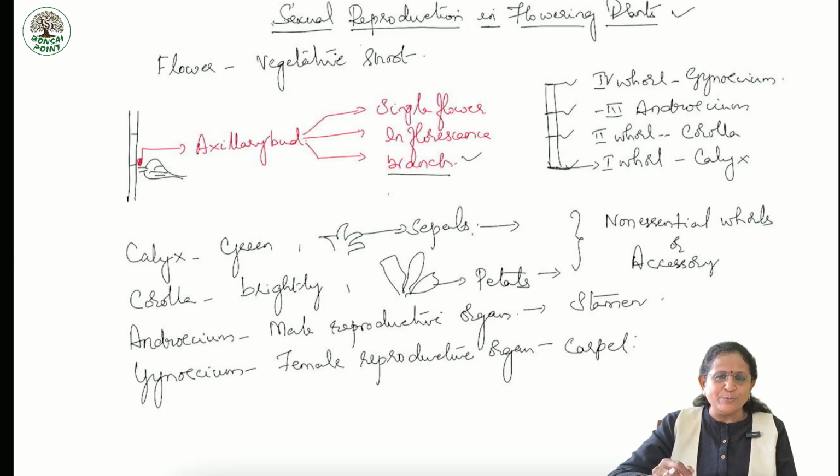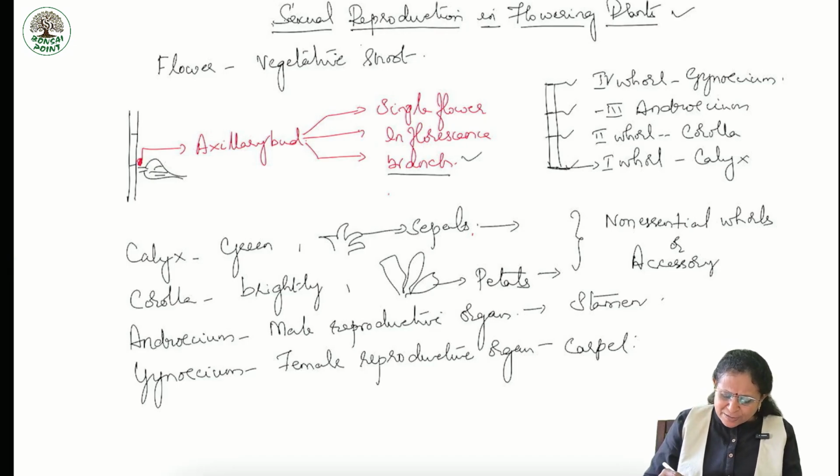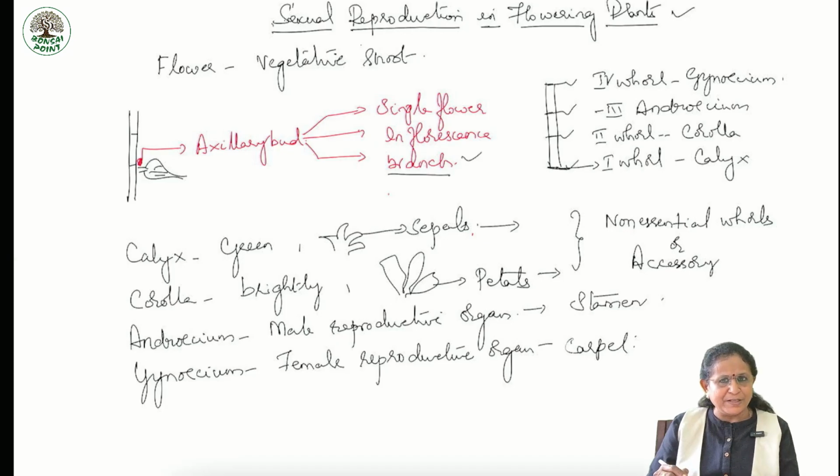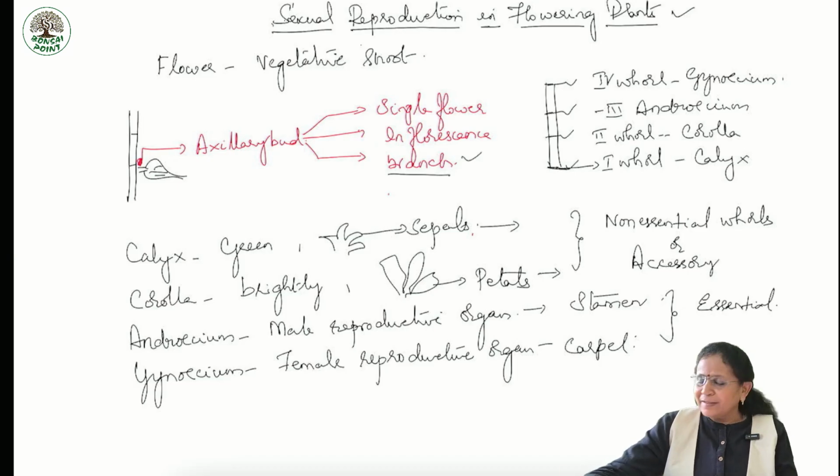Thereby, flower is said to be a fascinating organ. Is it clear? Okay. Let us see the details of calyx, corolla, andrecium and gynoecium in detail. Before that, let me tell you that andrecium and gynoecium are said to be the essential whorls of a flower. They are said to be essential whorls of a flower because they take part in sexual reproduction. They are necessary for the formation of a fruit.